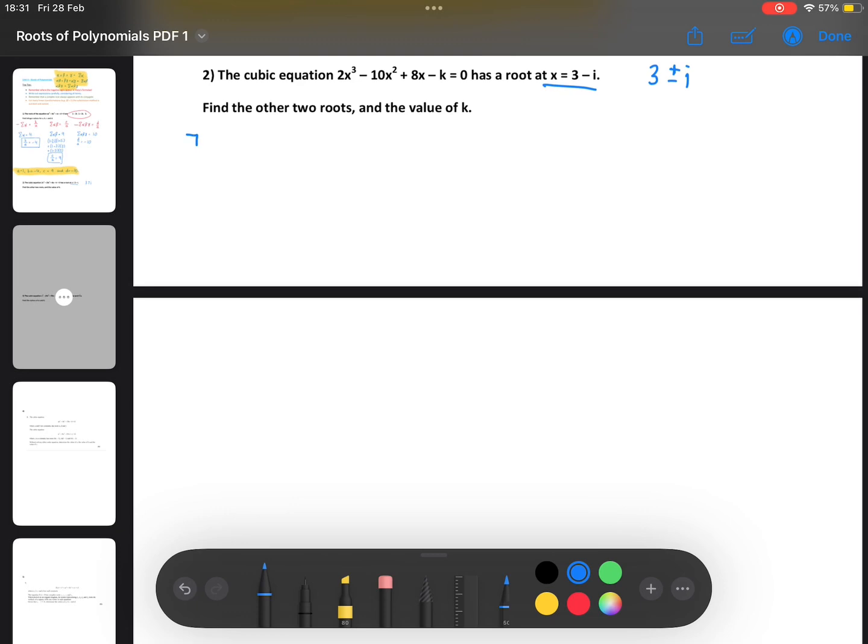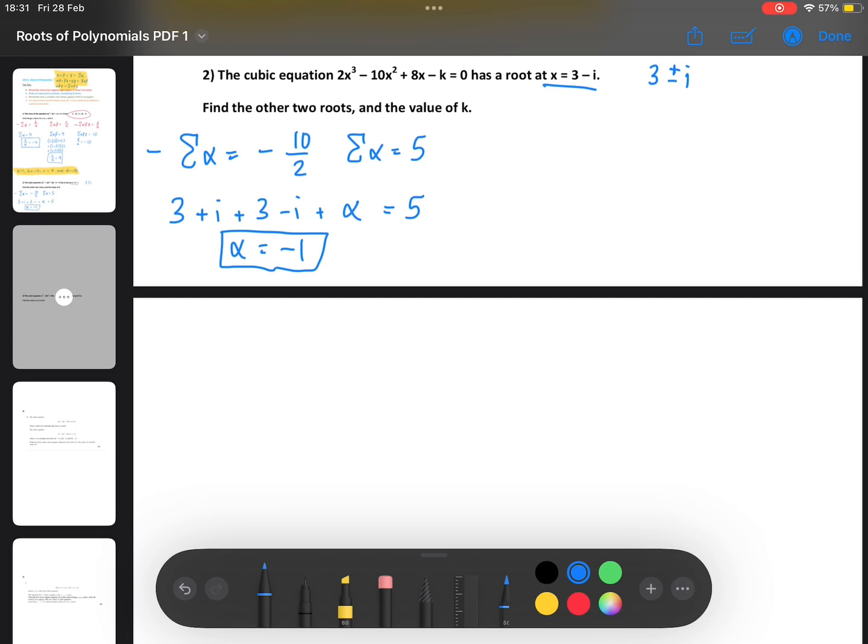So the sum of the alphas, if we add up all three roots, minus the sum of the alphas will be minus 10 over 2. So the sum of the alphas is 5. So 3 plus i, add 3 minus i, add alpha, we'll call that the other root, is 5, which gives us alpha is -1. So that's the other root.